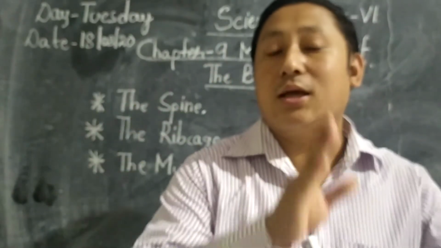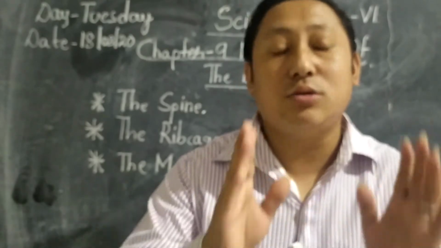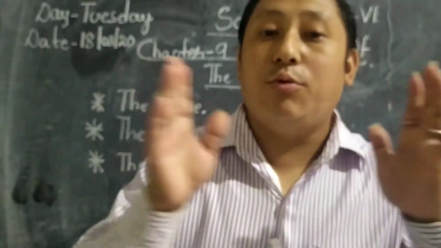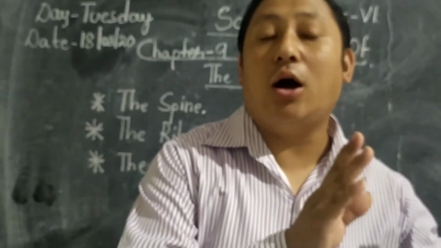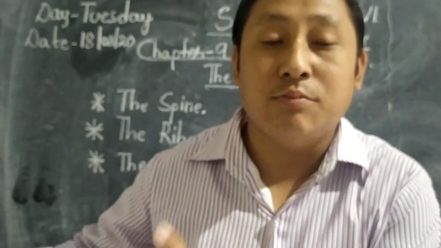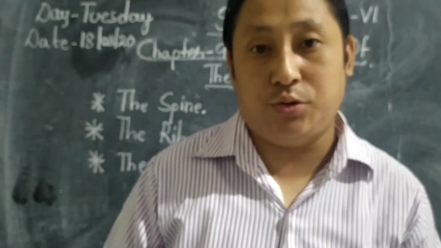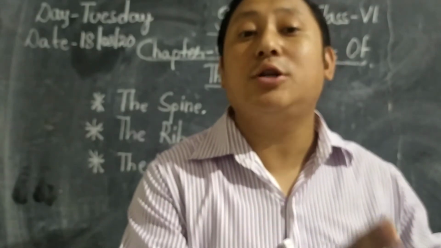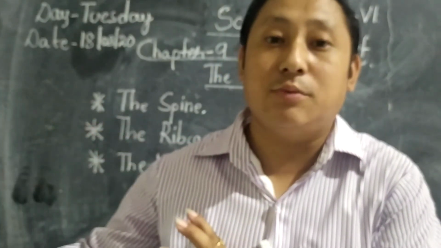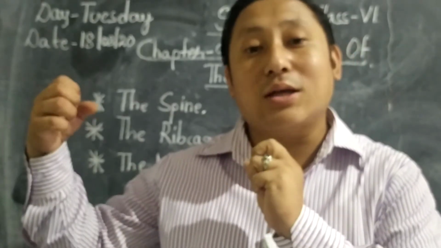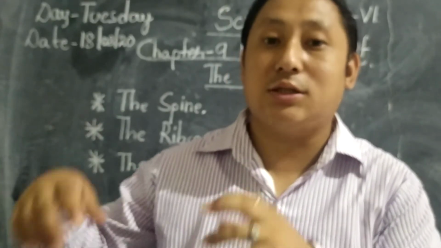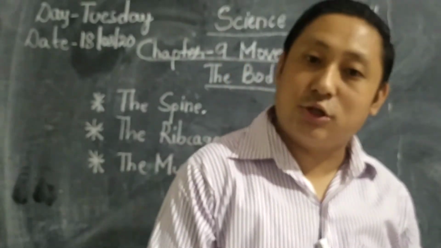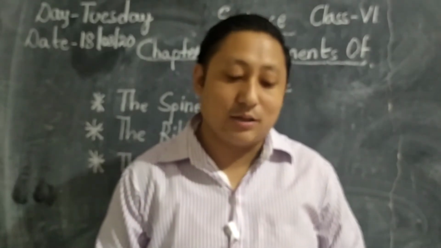Once again, I am saying that voluntary muscles are attached to the bones, whereas the involuntary muscles are not attached to the bones. Voluntary muscles are under our control, whereas involuntary muscles are not under our control. Voluntary muscles can do the work according to our wish, whereas the work of involuntary muscles is not done according to our wish. It is done automatically, like the muscles of the alimentary canal. Did you get it? Now let's go to the cardiac muscles.